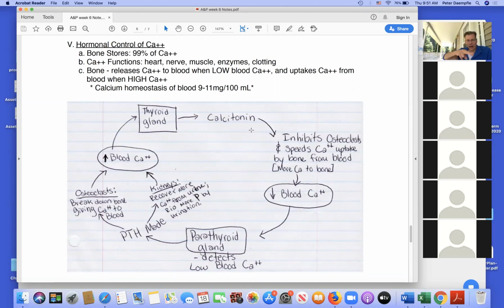But don't memorize this chart. Think about it. Think about what makes sense. Let's look at parathyroid. How do you increase blood calcium level? You're going to do the opposite.